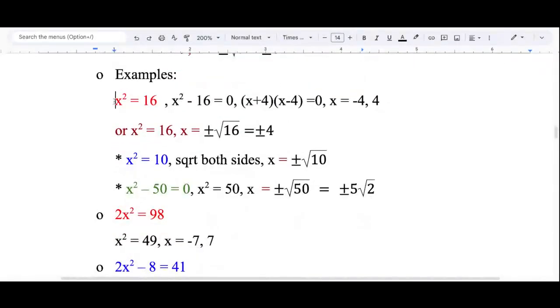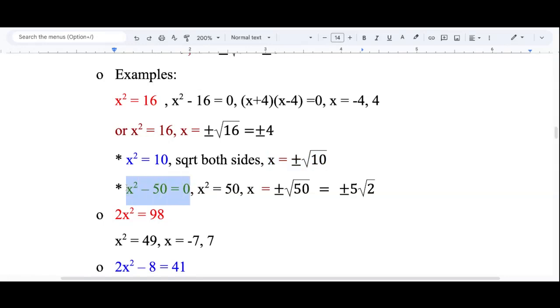So let's do a couple examples. If you have x squared minus 16, we can split into x plus 4, x minus 4. Right, so we'll get x equals negative 4 and positive 4. Or we can take the square root. So we get x equals plus minus square root of 16, which is plus minus 4. X squared equals 10, square root both sides. So x equals plus minus square root of 10.